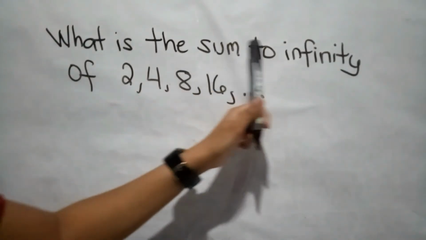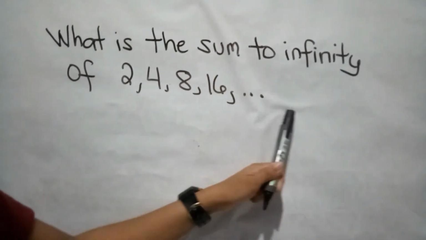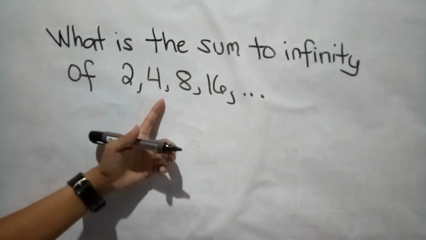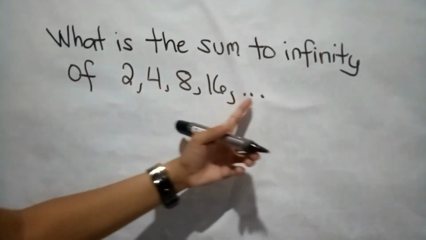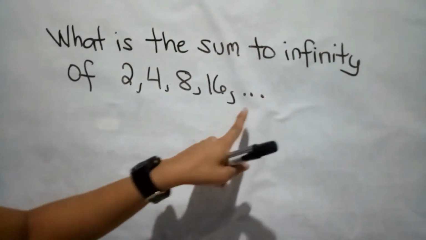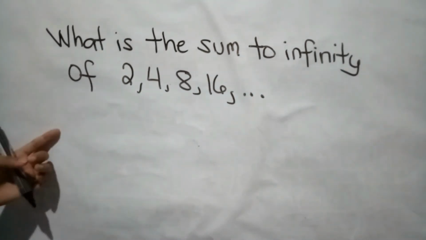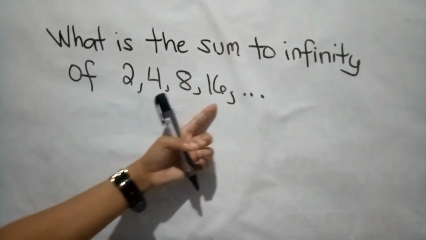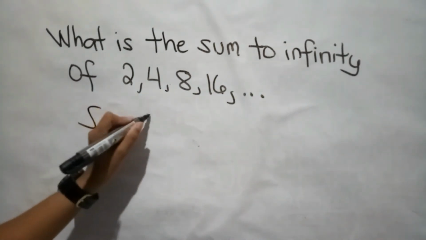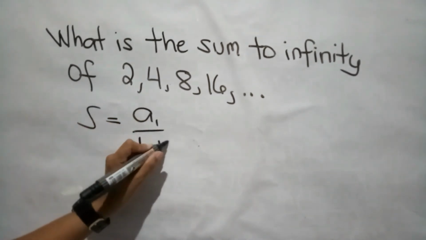Okay, what is the sum to infinity of 2, 4, 8, 16 up to infinity? So it is hard for us to add them all because there's no ending. Like your faith in God, it is never ending. So let's try to solve using the formula I gave to you, which is S is equal to A sub 1 divided by 1 minus R.